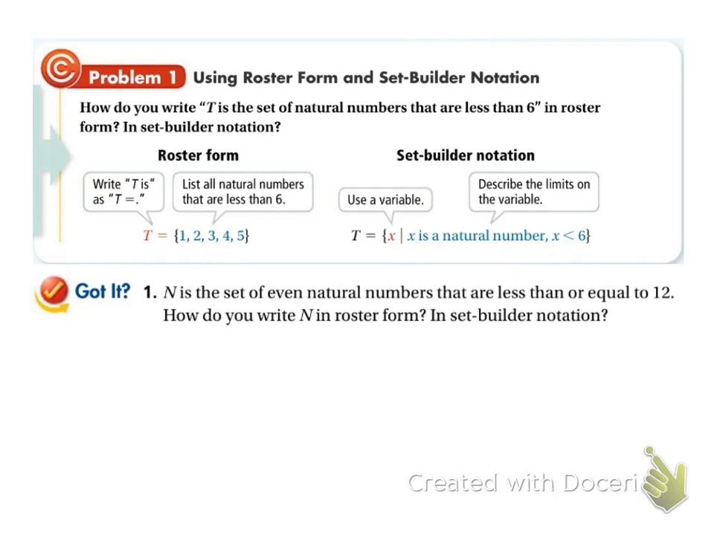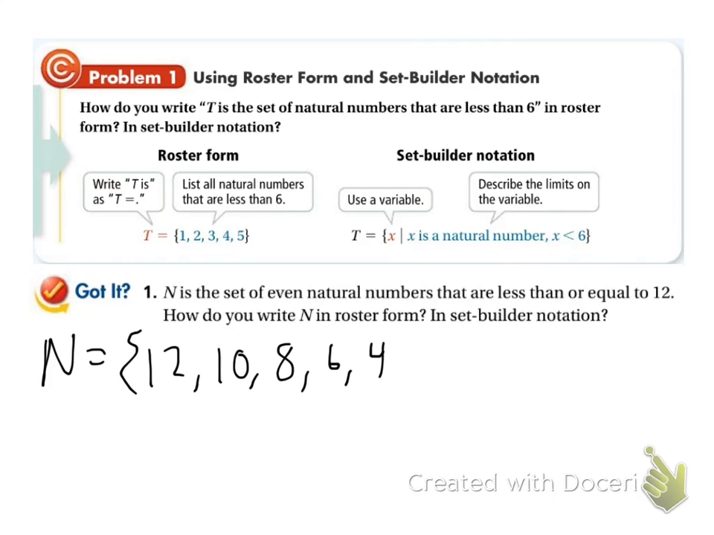So let's try writing our set. Got it problem here says n is the set of even natural numbers that are less than or equal to 12. So remember, even numbers are like 2, 4, 6, 8, 10, etc. And natural numbers are positive numbers. So n is equal to, first what I'm going to do is roster form, so I'm just going to list it. I'm looking for numbers that are less than or equal to 12. So 12, 10, 8, 6, 4, 2. I don't include 0 because 0 is not a natural number and 0 isn't even. 0 is not even and it's not odd.